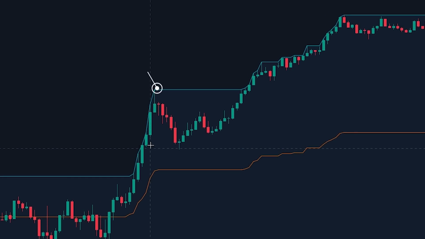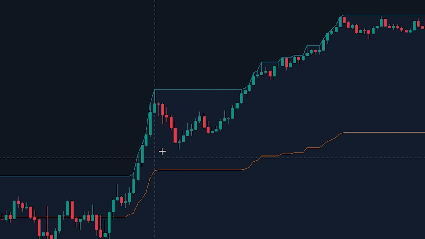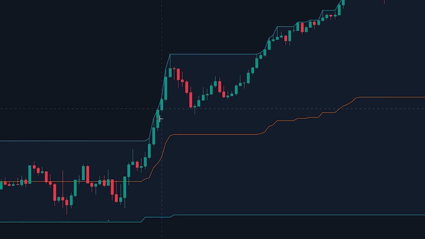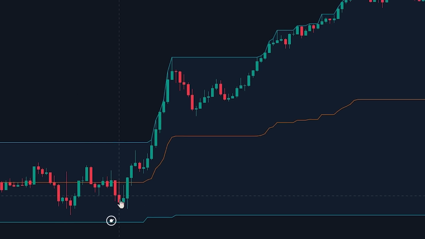The second line is the upper band, which is plotted above the middle line. The upper band can serve as a resistance level, however, it can also indicate potential breakouts if the price breaks through it. Conversely, the third line is the lower band, plotted below the middle line. The lower band acts as a support level, however, just like with the upper band, it can act as a signal for a breakout if the price breaks through it.